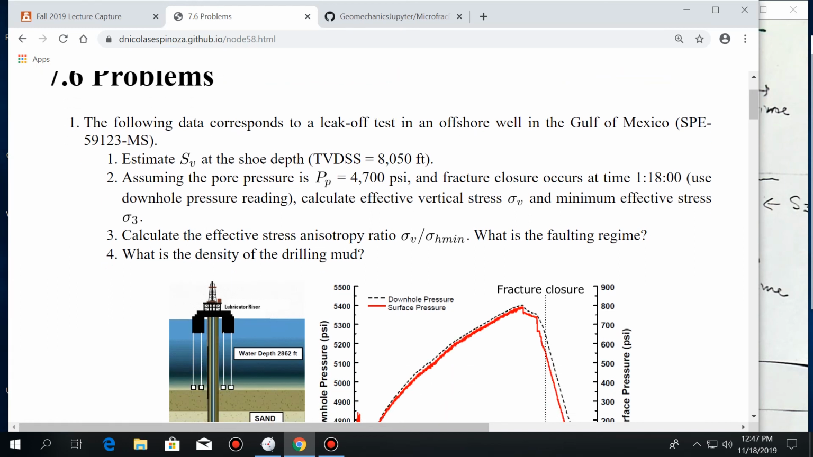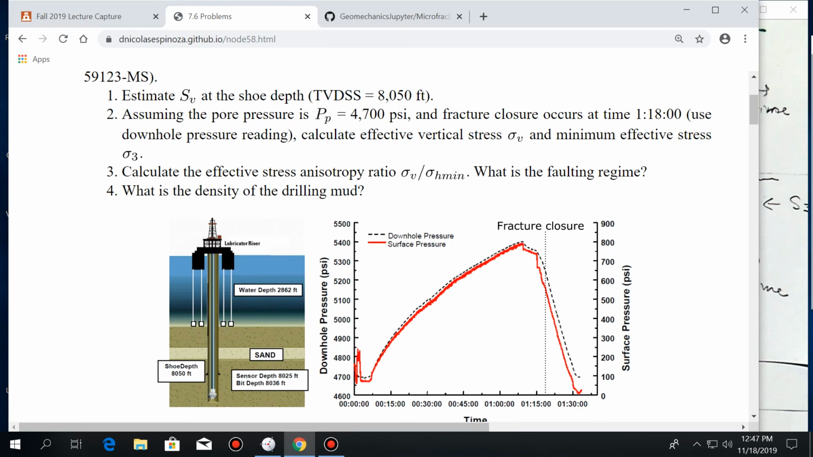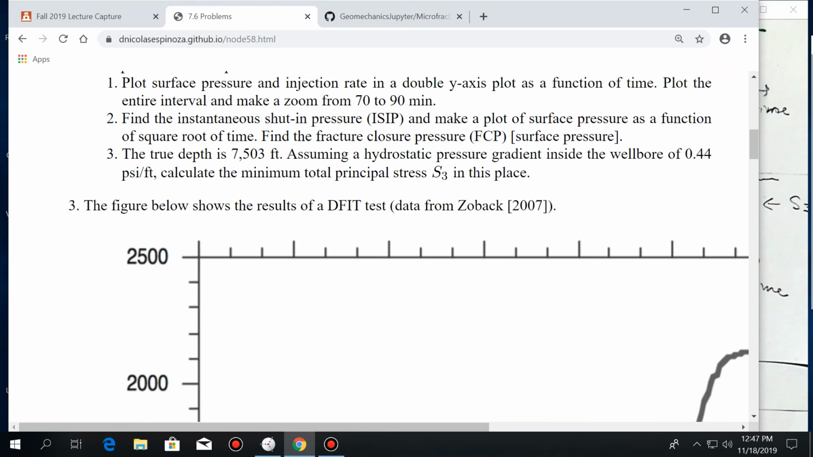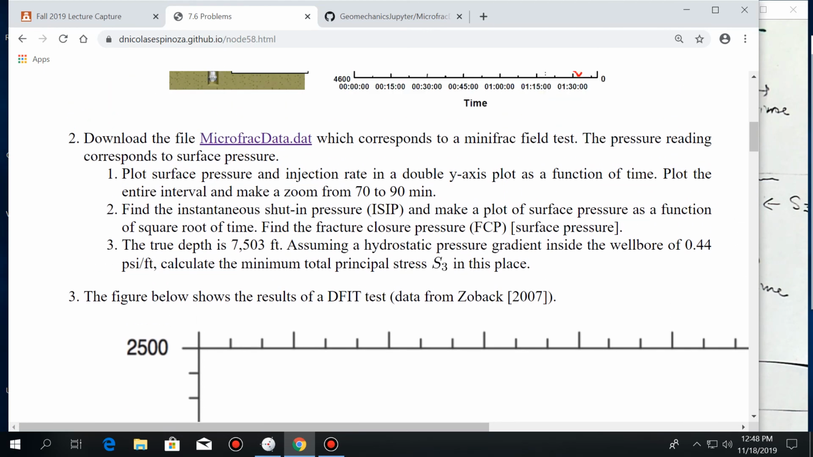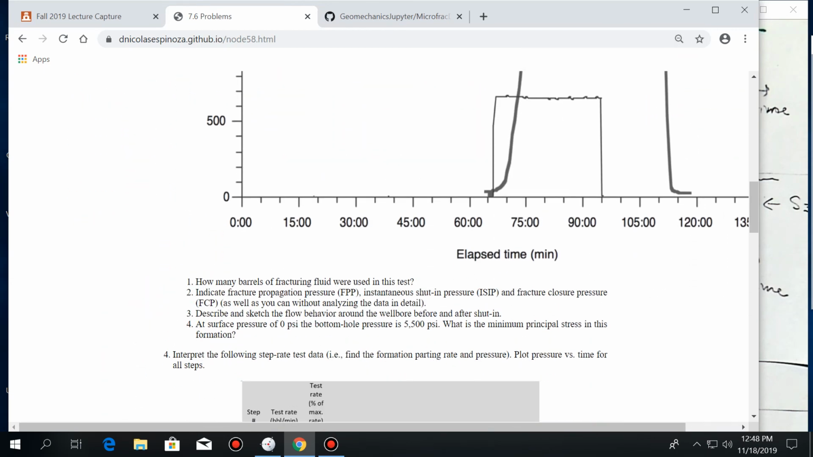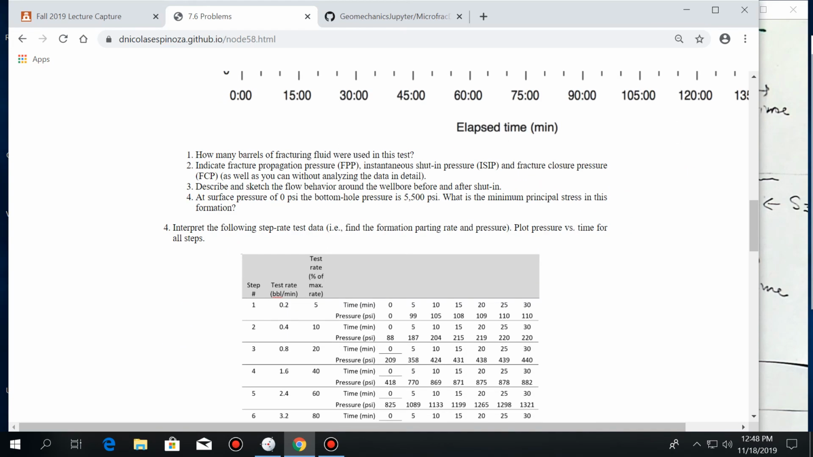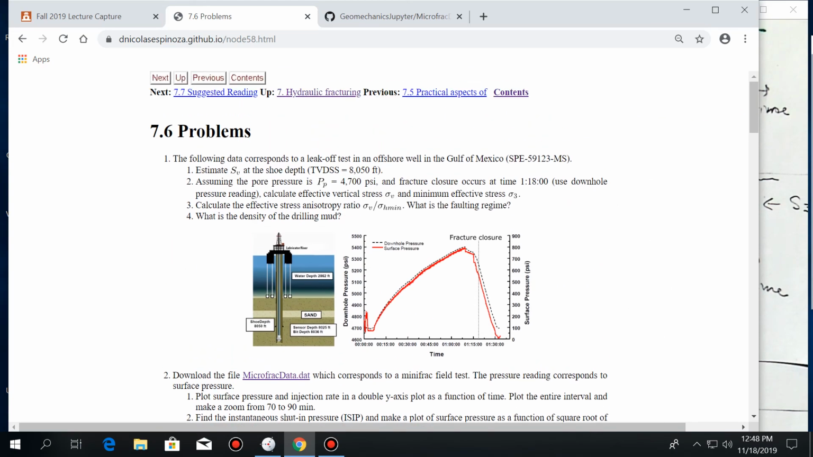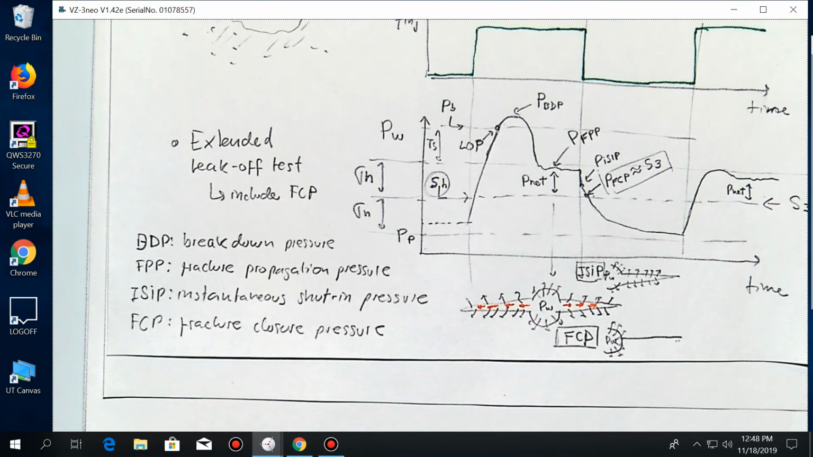The first problem is about a leak-off test, and using the leak-off test to estimate in situ stresses. The second problem is what we just did, finding this fracture closure pressure. And the third is about interpreting one of these fracture injection tests. For the fourth one, we'll talk about that on Wednesday. But, okay, in the 2 minutes I have, let me continue with the second one.